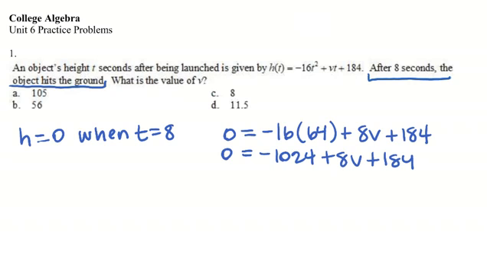Okay, so when I clear all of that over to the left side, it's going to end up with 840, because negative 1024 plus 184 is negative 840. Then I add that to the other side, and that's equal to 8v. Divide by 8, and you get v equals 105, which is answer choice A.